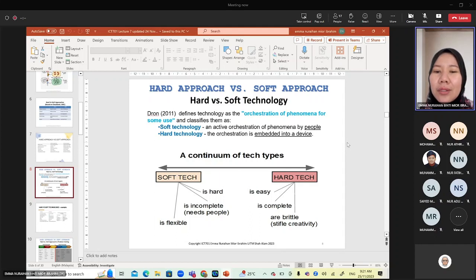Okay, so soft technology, okay, is incomplete, okay, because it needs people, it's flexible, and it is hard to execute and hard to develop, okay. Hard technology is easy because you dah ada specific goals, ada specific requirements and everything. Usually you boleh complete. Kalau you kata you nak buat infrastructure system, usually it's a completed output lah kan. Tapi kalau soft technology ni susah.